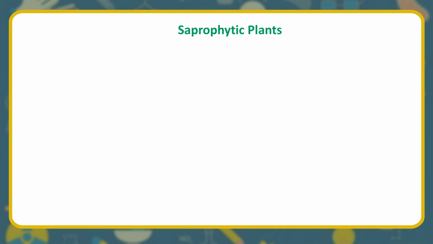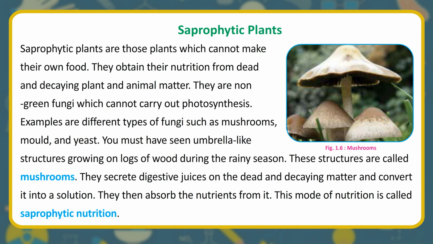Saprophytic plants. Saprophytic plants are those plants which cannot make their own food. They obtain their nutrition from dead and decaying plant and animal matter. They are non-green fungi which cannot carry out photosynthesis. Examples are different types of fungi such as mushrooms, mold, and yeast.